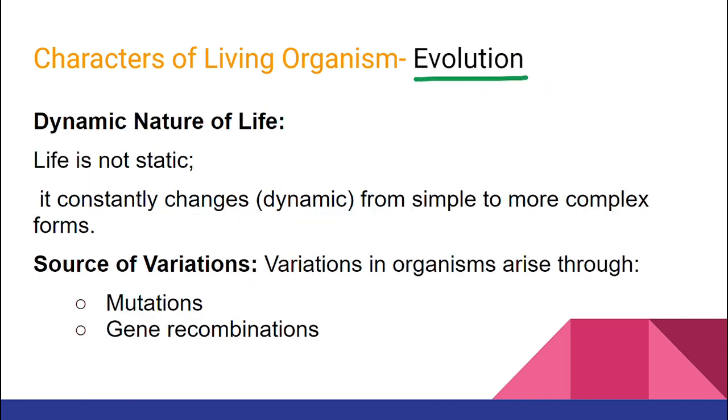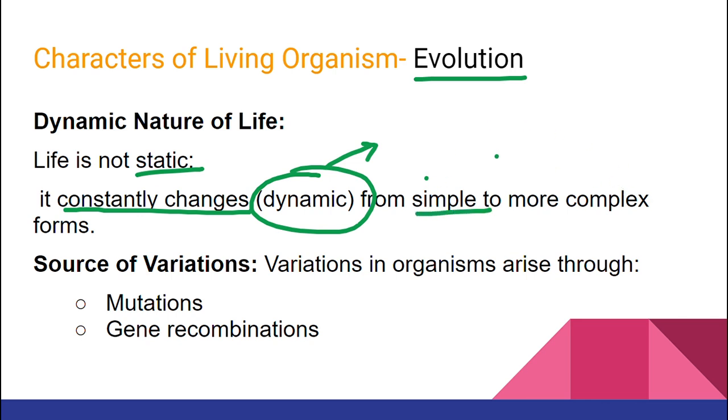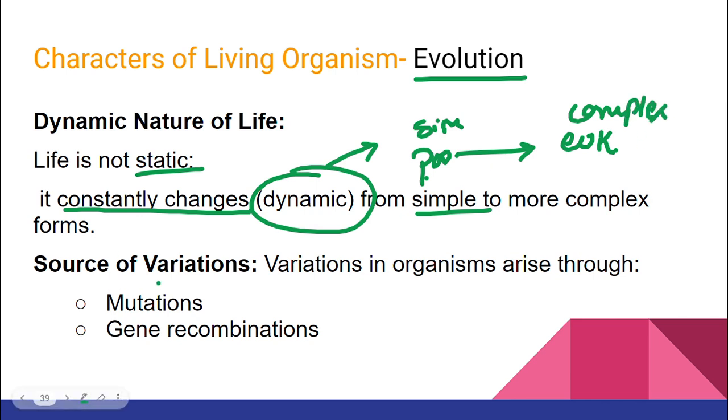Now the next one is evolution. Life is not static, that is, it is not stationary. It is constantly changing, dynamic. When I say dynamic, it means it keeps on changing. Is it from complex to simple? No, it's from simple to complex. We all know that from prokaryote all the way to eukaryote have evolved. Prokaryote is the simple one, eukaryote is the complex one, right? Now what is the source of variation? Source of variation is mutation and gene recombination.